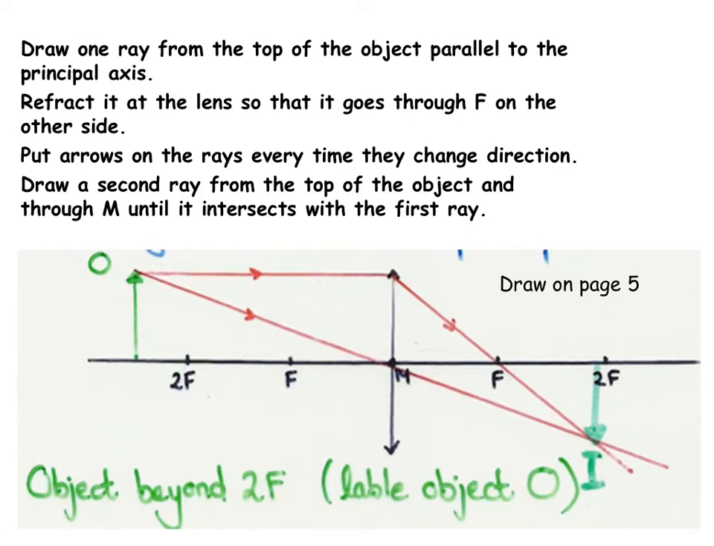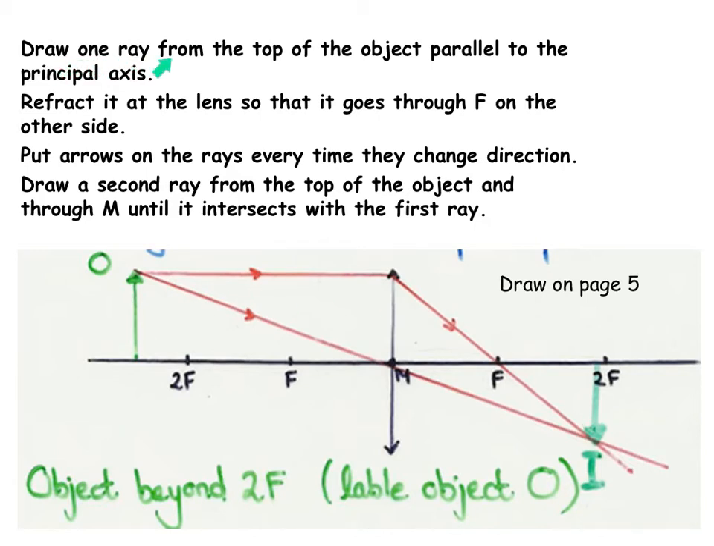You're going to then put an object as an arrow. In this particular case, my object was beyond 2F. Boom, I put it beyond 2F. Listen very carefully to what you do then. You will be asked to draw the object between F and the lens, at F, between F and 2F, at 2F. So you will draw all of those, but just follow this one.